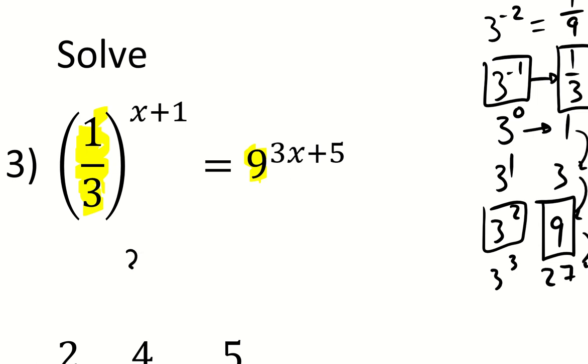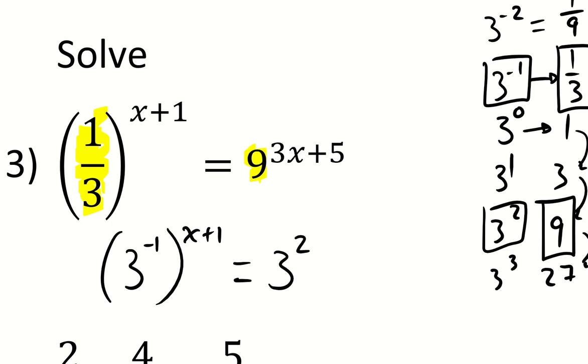So this is going to look like 3 to the negative 1 power. And I'm going to raise that to the x plus 1. And that's going to equal 3 to the 2nd power. There's my 9 again, and then I'm going to raise that to the 3x plus 5 power.